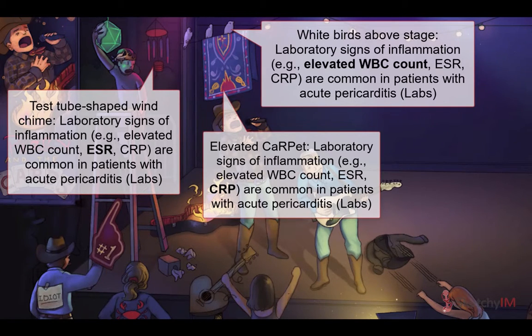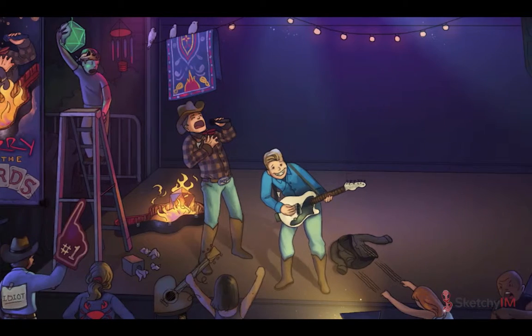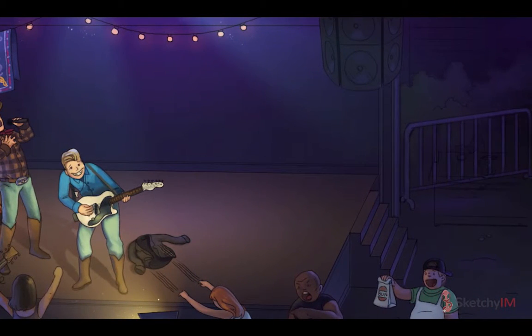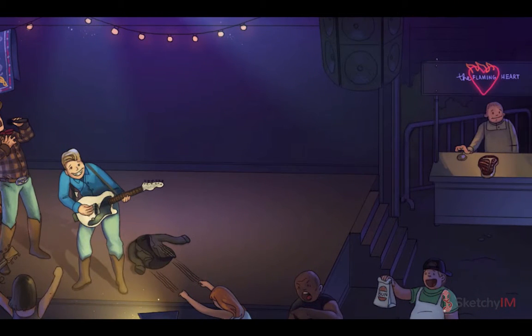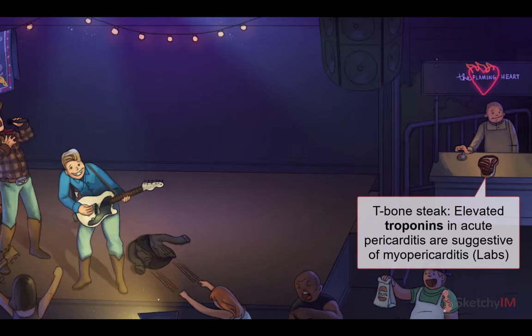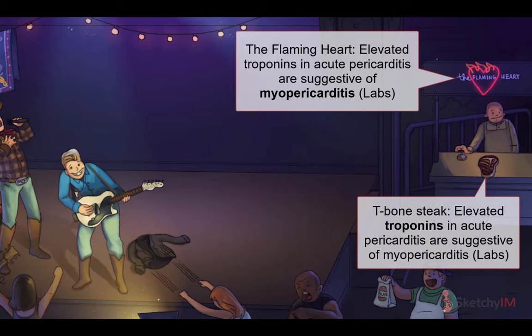Acute pericarditis may be associated with increases in cardiac biomarkers like troponins, represented by a recurring sketchy symbol, the T-bone steak. When this happens, patients should be considered to have combined myocarditis and pericarditis. Check out our dedicated sketch on myocarditis later on in this chapter for more details. Once you do, you'll get why we've called this bar the Flaming Heart. Unfortunately, no lab result is diagnostic of acute pericarditis.